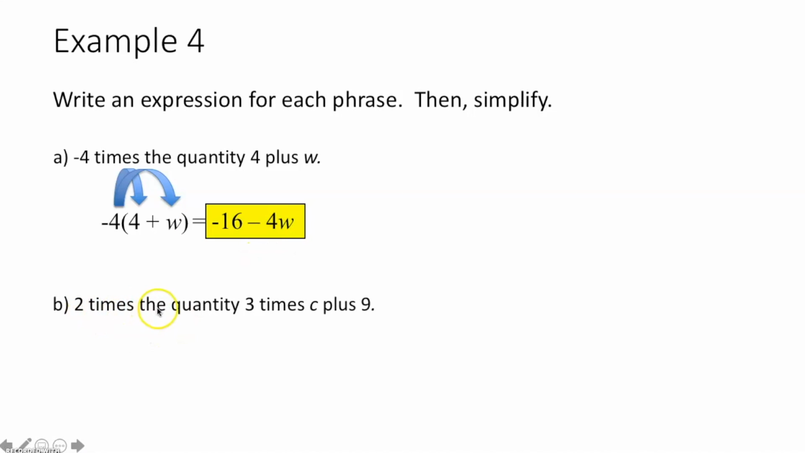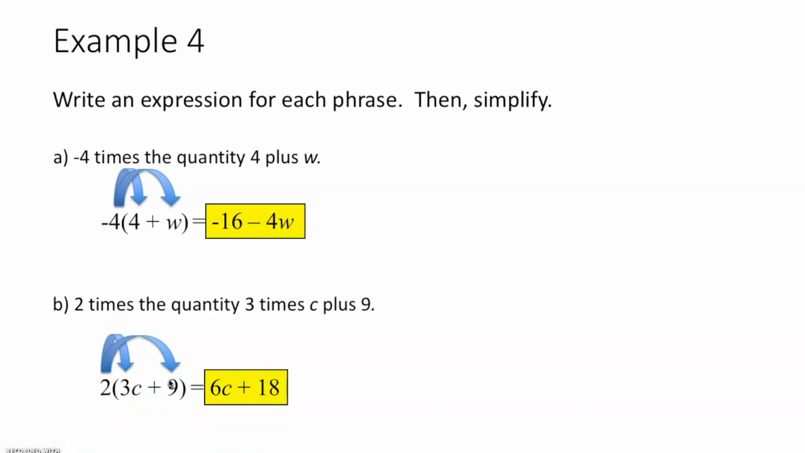Here we have 2 times the quantity, 3 times c plus 9. So again, anytime you see the quantity, you're going to put parentheses. So 2 multiplied by the quantity, parentheses, 3 times c plus 9. So that looks something like this. Now again, all you have to do, use the distributive property. Take this 2, multiply it to the 3c, so that becomes 6c. And then 2 times 9 gives me 18, so we write plus 18, and you're done.